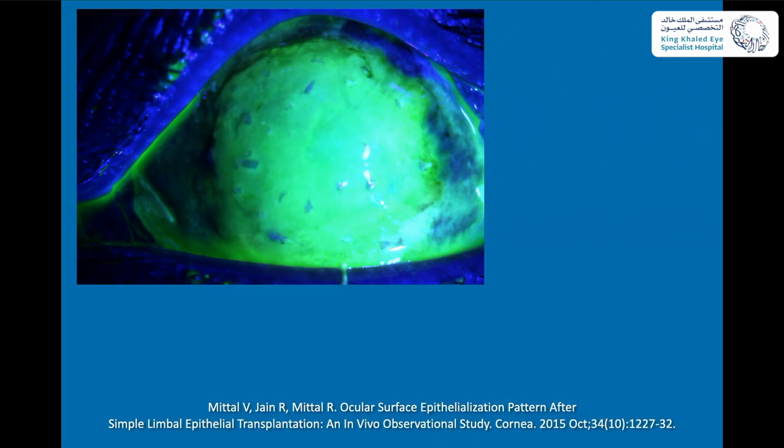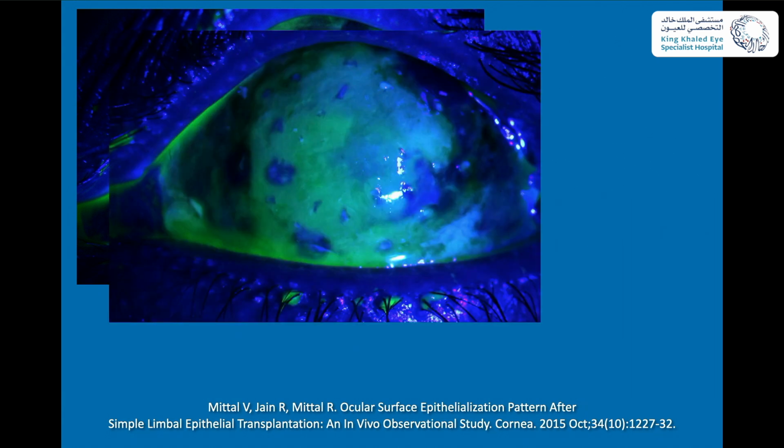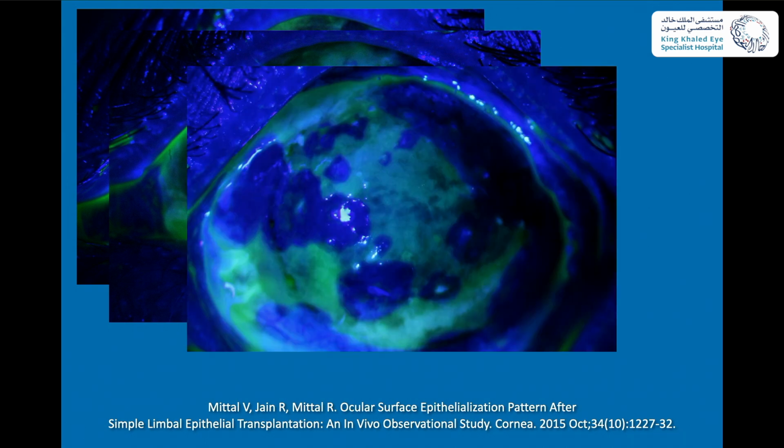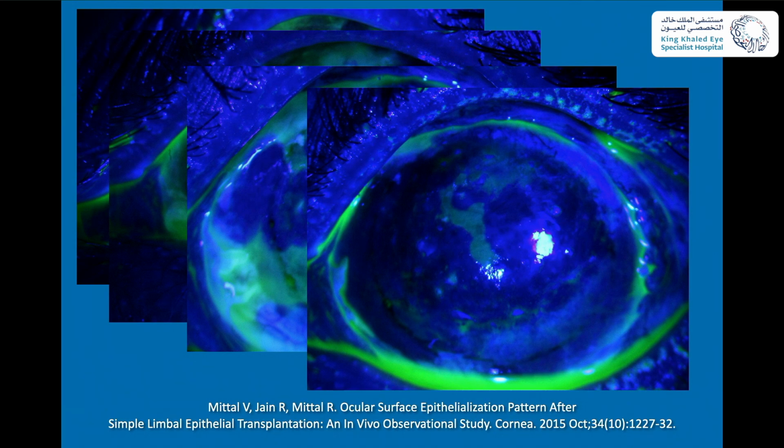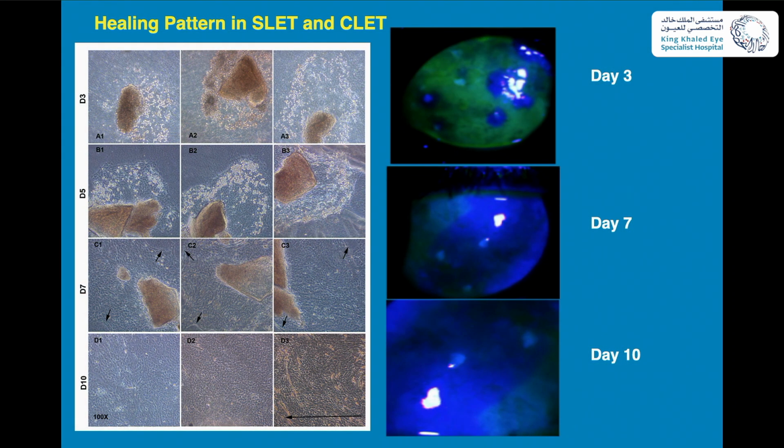How does the SLET work? This is a study published by Vikas Mittal in Cornea 2015. He imaged the SLET patient every other day with fluorescein staining, and you can see the epithelial healing, the staining clearing around the explants. As time passes, the stained part is less and less. When you compare this with the healing pattern in the cultures in the lab, you see the corresponding culture at day 3, day 7, day 10. So it is very well correlated with the lab cultures and what you see clinically.